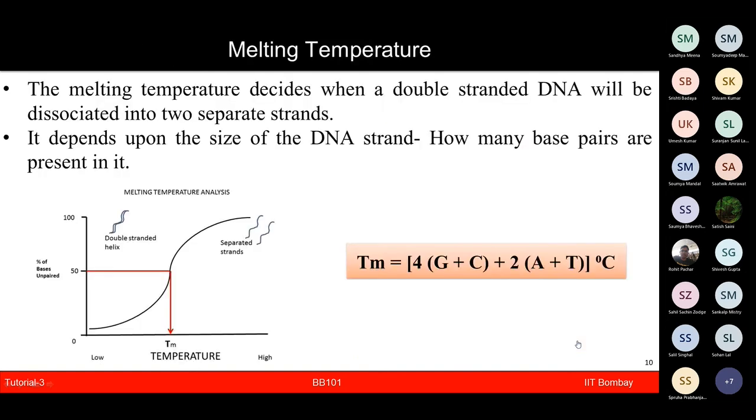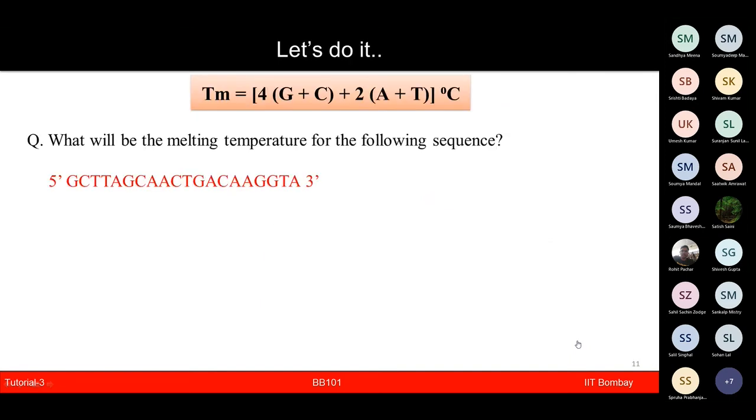For using these DNAs for our experiment, we also need to know the melting temperature of these DNA, that is, at what temperature we can separate those DNA. For that, this is the basic formula to calculate the melting point of the DNA. In this slide we have given one example. Can you please tell me what is the melting point of this sequence? Anybody?